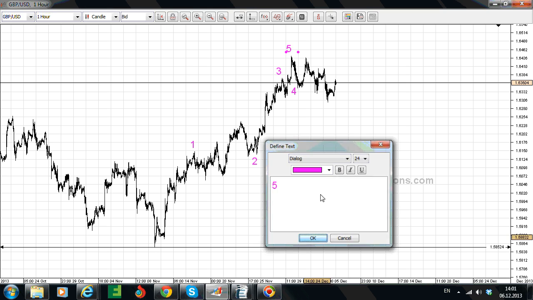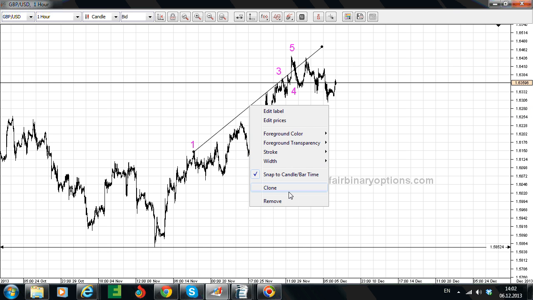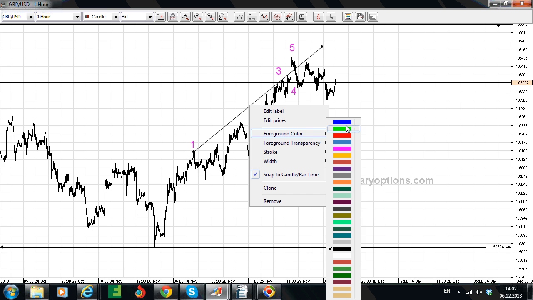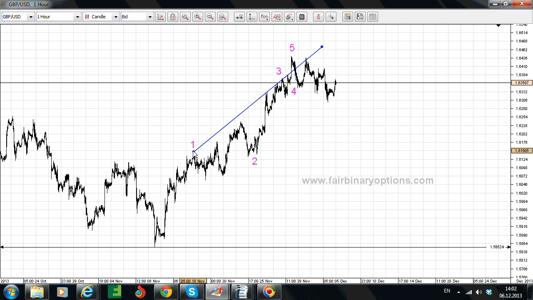At least one wave needs to be extended. Usually it is the first wave. Well, it is extended more than 161.8 when compared with the third wave, and any ending diagonal travels within the 1 and 3 and 2. Let me change the color for this one. And 2 to 4 trend line.